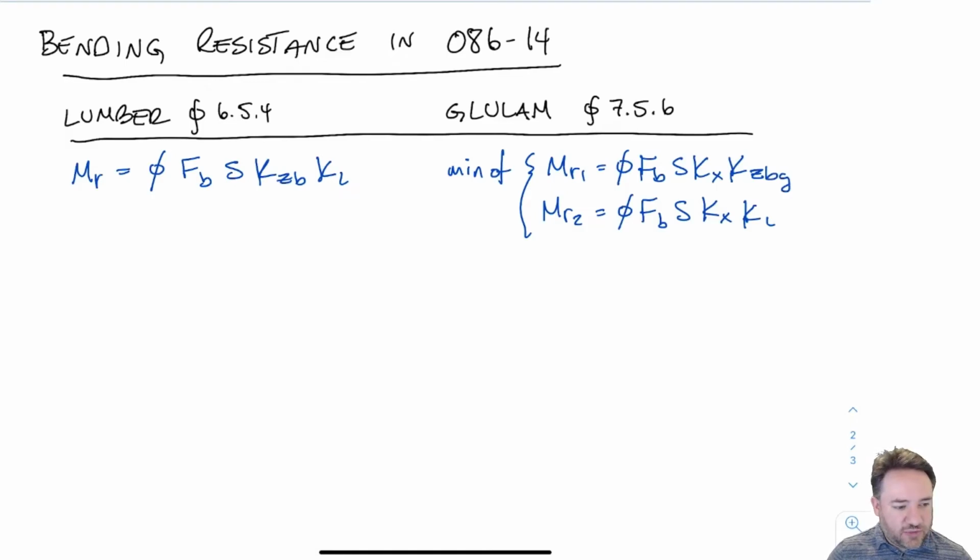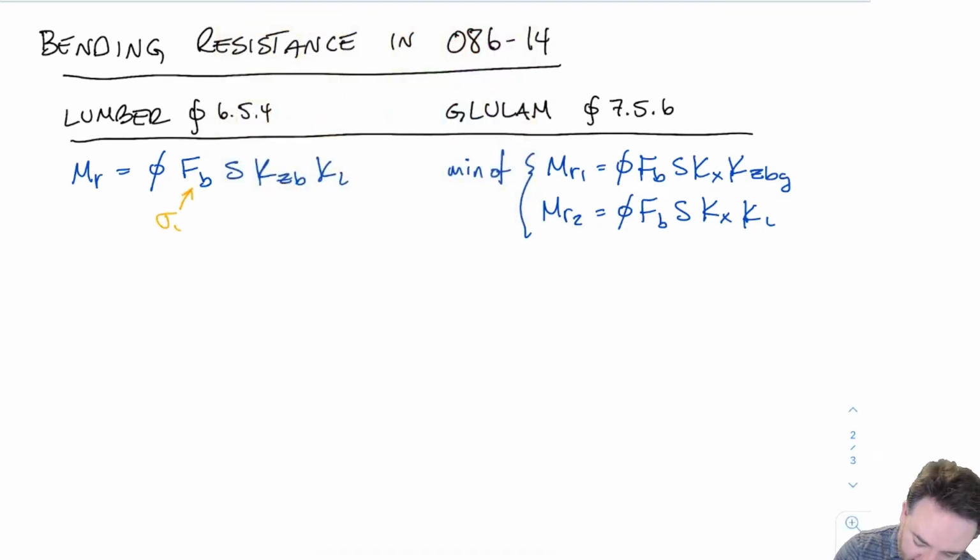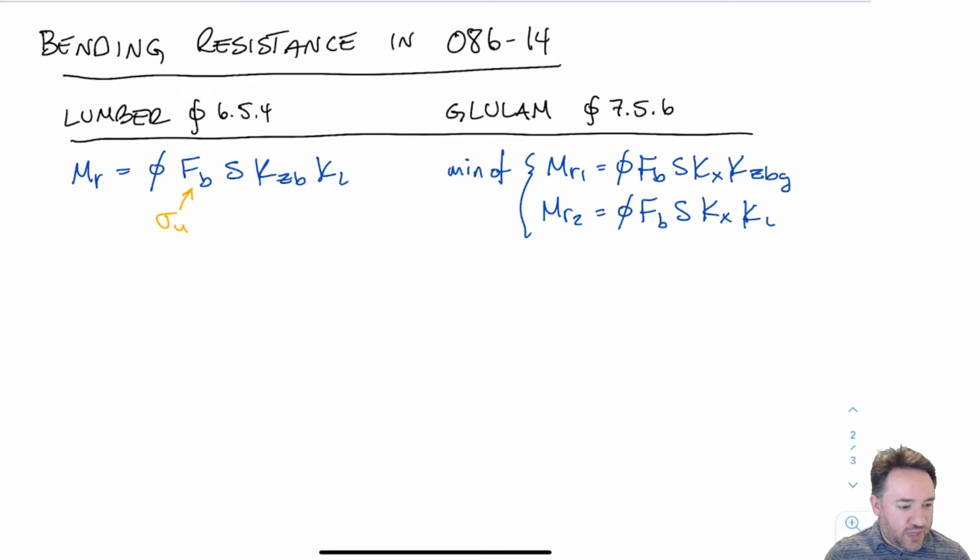So if we just look at the lumber side, you see we have phi, which we always have. That's our resistance factor. And then we have FB and S. FB is basically our strength in terms of stress. So in the previous equation we looked at, that is our sigma U, our ultimate stress capacity. And S is our section modulus. So you can see right away we have exactly what we expect to find in a bending resistance equation. Then KZB is our size effect.